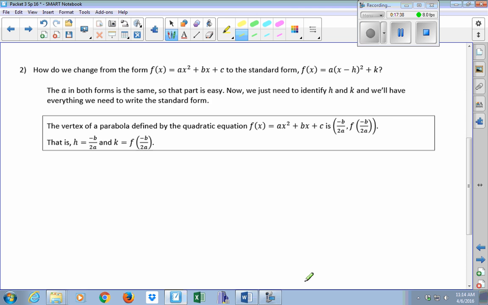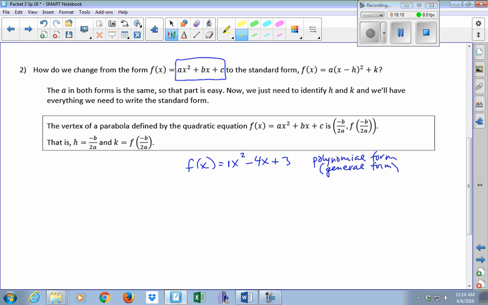If you have this form, so let's make up something. F of x equals x squared minus 4x plus 3. So there's my polynomial form, or what we called earlier in the preview exercise, the general form. If I want to convert this to the form that has the vertex, notice here, A is 1, so it's still going to be a 1 out there. You don't have to put it in. So now what we have to do is find h and k.